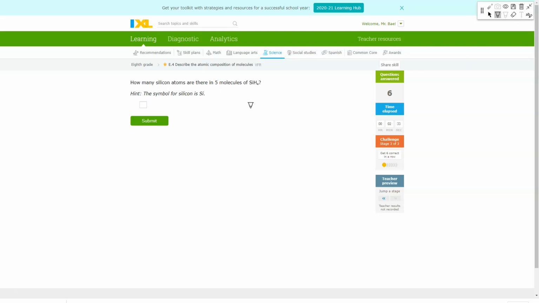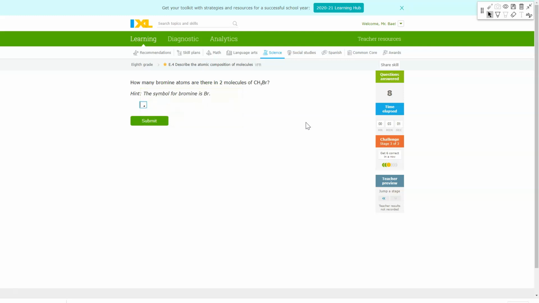Cool, so for the third stage, they're asking about 5 molecules of SiH4, and it's asking about silicon. Once again, there is no subscript to the right of Si, so it's implied that there's just 1. 1 times 5 will get you a total of 5. Alright, next one. We've got 4 molecules of PH3, and it's asking for the number of atoms of phosphorus. Once again, there's no number to the right of P, so there's only 1. 1 times 4 gets you 4.